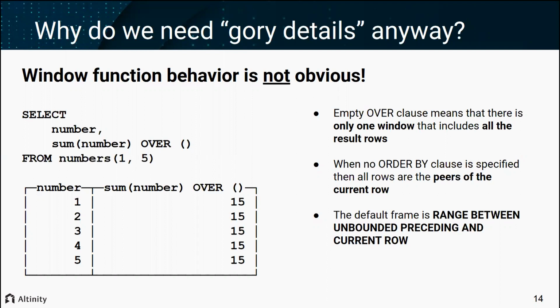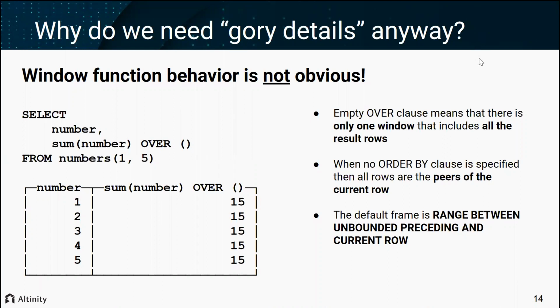In this case, we see that for each row we got the same result, 15. One has to understand why we are getting that answer. That's the primary reason why we want to explain the details behind window functions. In this particular example, there are three things going on. First, our OVER clause is empty, which means that only one window exists, and that window includes all the rows in your result. Second, we have no ORDER BY clause defined for our window, which means all rows are the peers of the current row. That concept of peers of the current row is very interesting, and we'll go into details in the further slides.